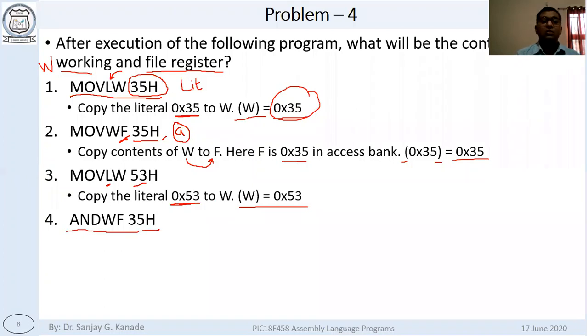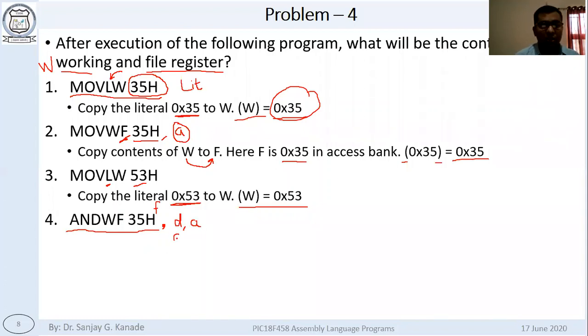Now the fourth instruction, ANDWF 35H. What is this instruction going to do? Do you remember the syntax of this instruction? ANDWF, we have seen this instruction, right? What is the syntax of this instruction? F, D, A. FDA is the syntax of this instruction.